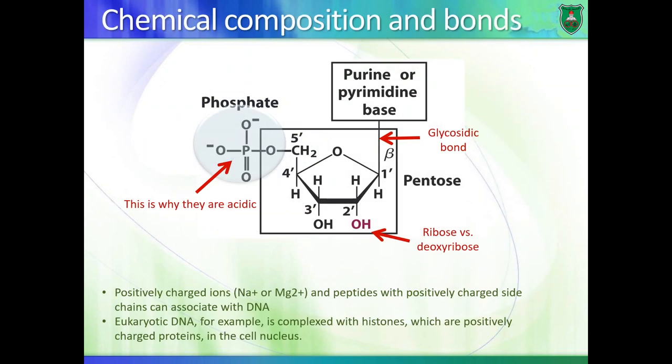Now, as I said, nucleic acids are polymers of nucleotides. So let's talk about nucleotides. Nucleotides are basically composed of three components. You have a sugar right here, that's one. You have a nitrogenous base, and then you have a phosphate. So let's talk about the sugar first. Now, the sugar is a pentose, meaning that it is a five carbon sugar. So carbon number one, carbon number two, three, four, and five.